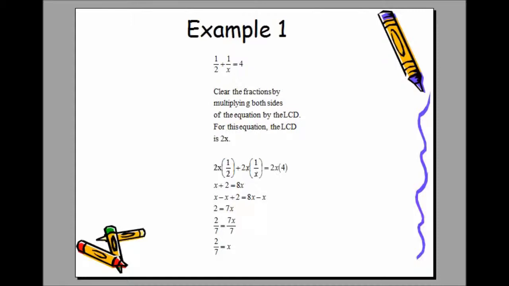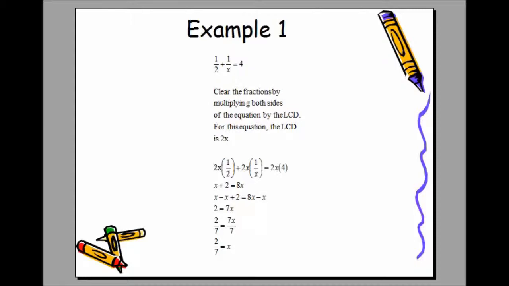We have 2x times 1/2, 2x times 1 over x equals 2x times 4. In the first term, 2x times 1/2, the 2's cancel and you're left with x. In the second term, 2x times 1 over x, the x's cancel and you're left with 2. On the right side of the equation, we have 8x after we do the multiplication. Notice that what we have done is we have gone from having an equation with variables in the denominator to having an equation in which all the variables are in the numerator.